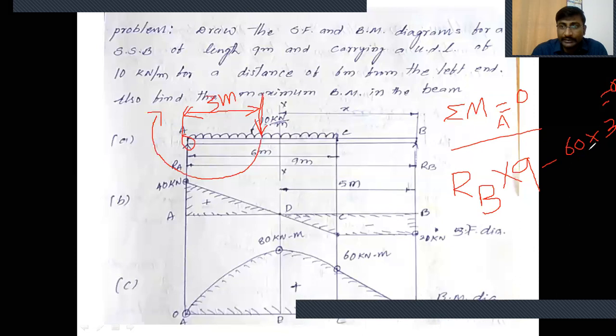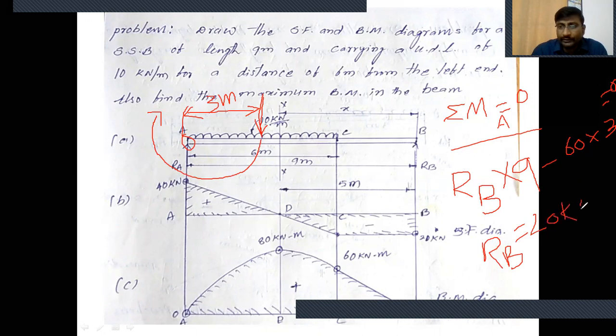So RB into 9 minus 60 into 3 equal to 0. 60 into 3 is 180, so RB is 180 by 9. Taking the 180 to the right side, 180 by 9 is 20. So RB is 20 kilonewtons.